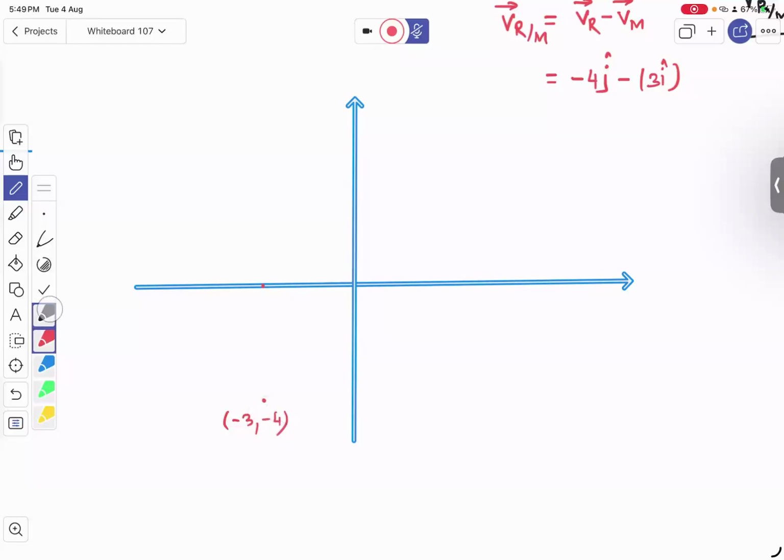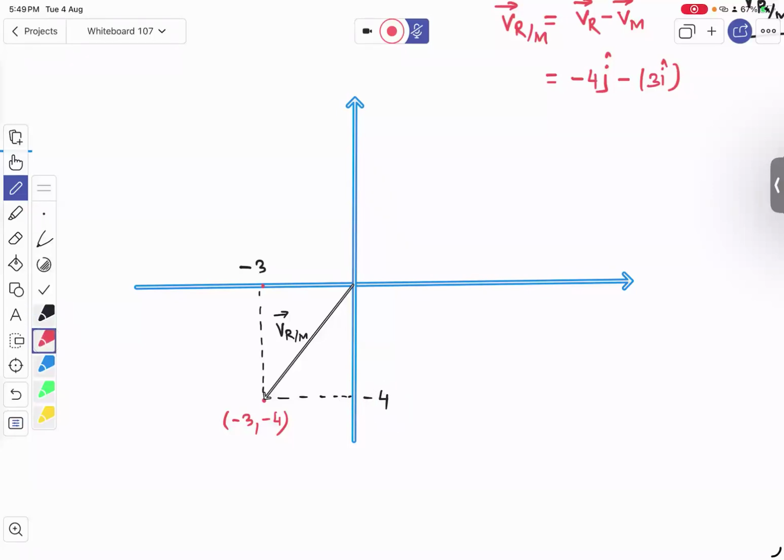So you draw the arrow whose tail is at the origin and whose head is at this point. This arrow is going to represent the velocity of the rain with respect to the man who is moving. Now totally you can tell that the x coordinate here is minus 3 and the y coordinate here is minus 4, correct?